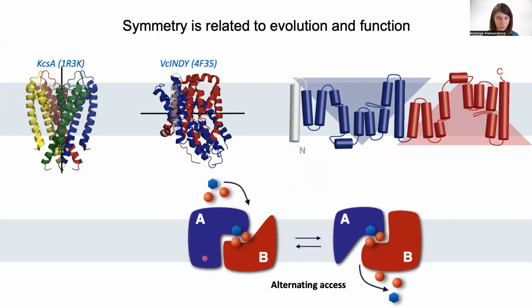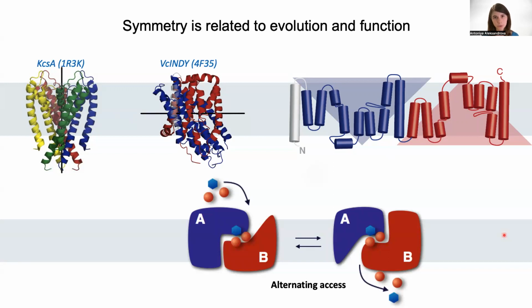So consider two inverted repeats. By creating an asymmetry in one of them, you can have an opening to just one side of the membrane. And by allowing the repeats to swap conformations, you can have an opening to the opposite side of the membrane. Alternating between these two states allows a transporter to carry a substrate across without dissipating the vital electrochemical potential that exists across the membrane.